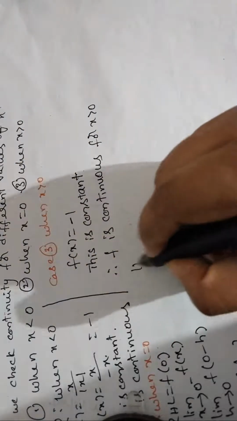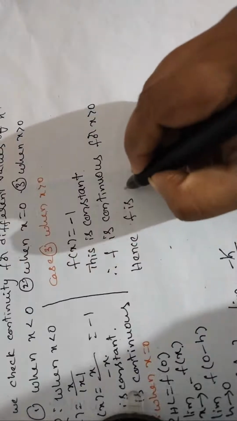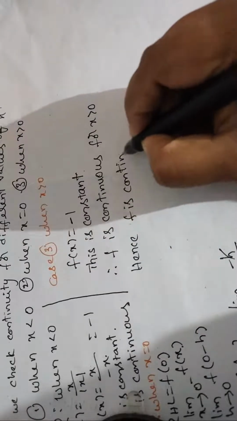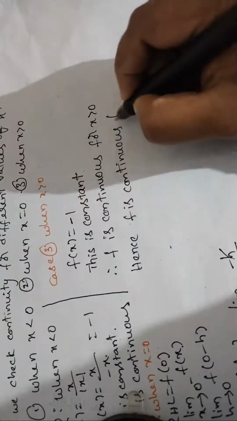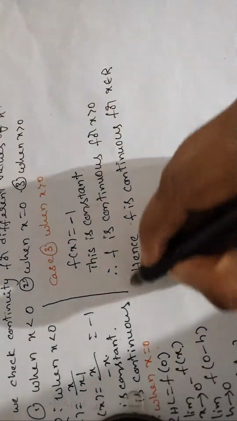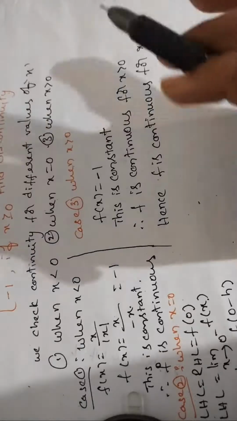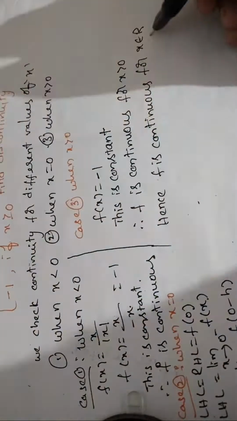So finally, hence f is continuous for all values of real numbers. So this is the case. In this question we didn't get discontinuity points. So in every case we got continuity points only. There is no discontinuity in this question.